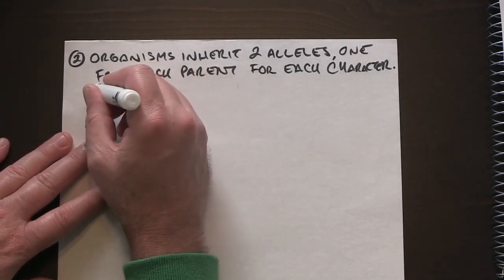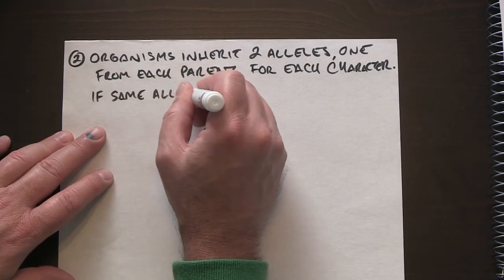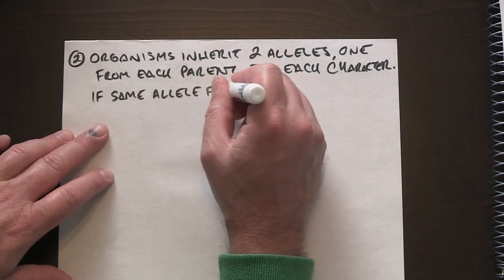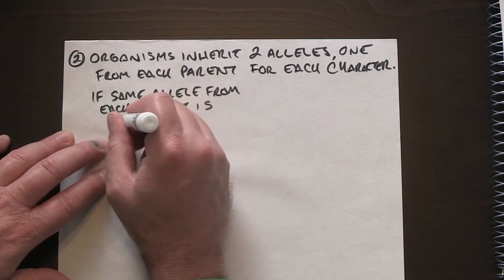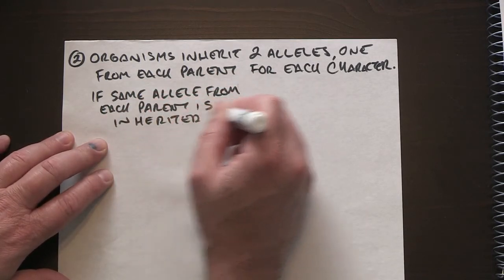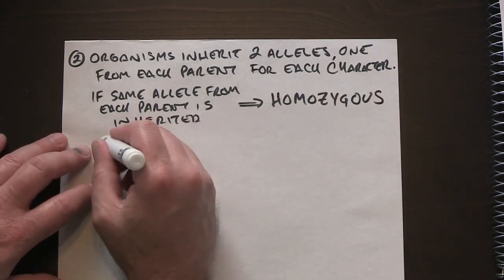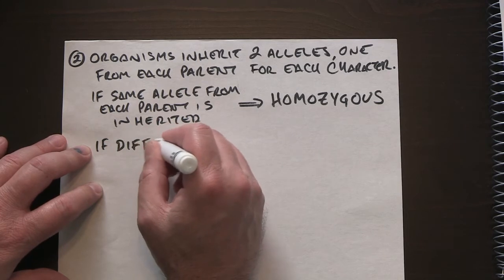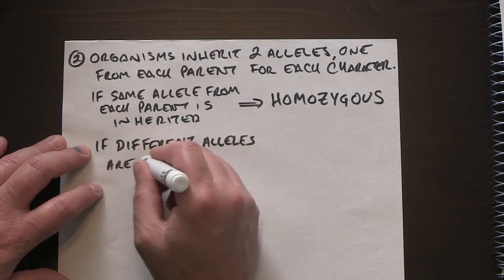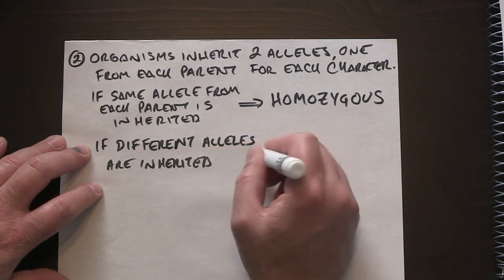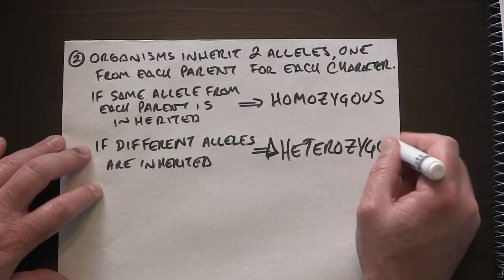So if the same allele from each parent is inherited, we call that homozygous. And if it's different, if you get two different versions or two different alleles, if different alleles are inherited, that's called heterozygous. Okay.